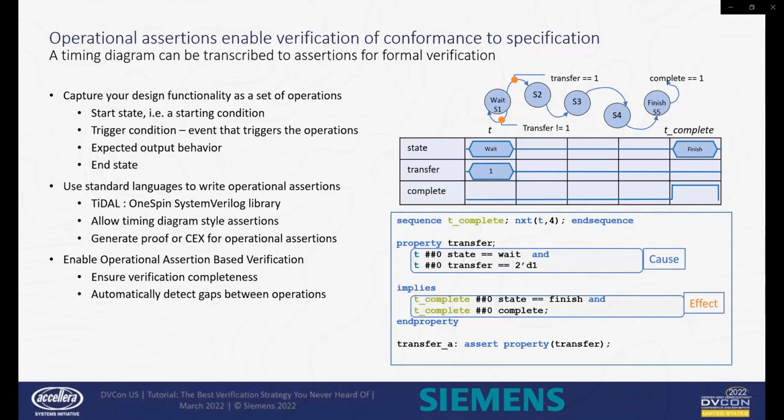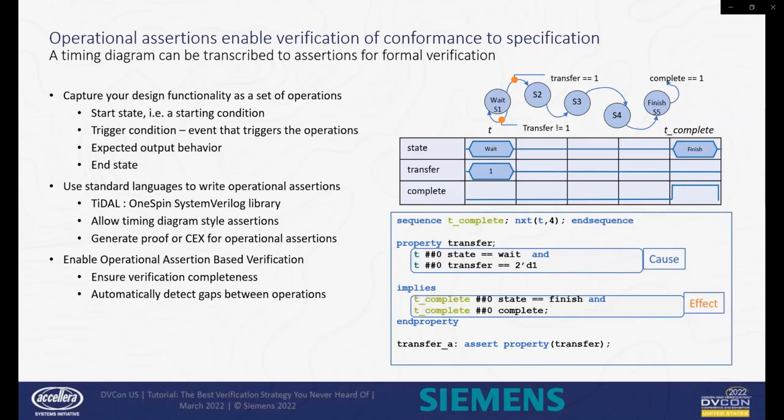OneSpin provides TDAL, which stands for Timing Description Assertion Library, a library wholly written in SVA. In the example shown, we have a simple operation that starts at time point t. The start state is wait, the trigger condition is transfer going high, and the operation succeeds when the signal complete also goes high at the time point we choose to call t_complete. At that point, the design state becomes finish.